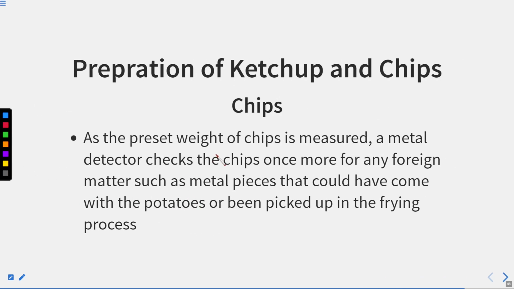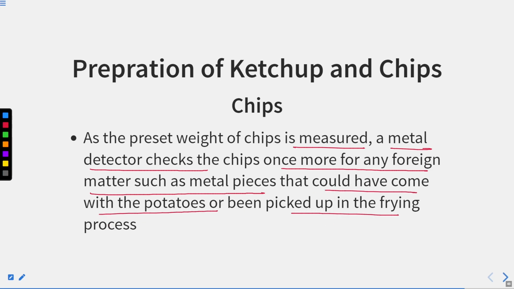As the preset weight of the chips is measured, a metal detector checks the chips once more for any foreign matter, such as metal pieces that could have come with the potatoes or been picked up in the frying process. This is one of the very important steps: a metal detector detects any metal piece present by mistake along with the chips, or from the frying pan. That metal piece should be removed before packing.